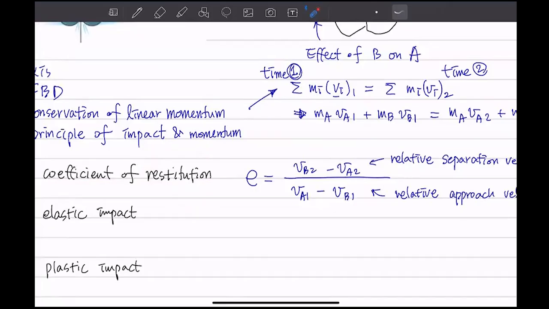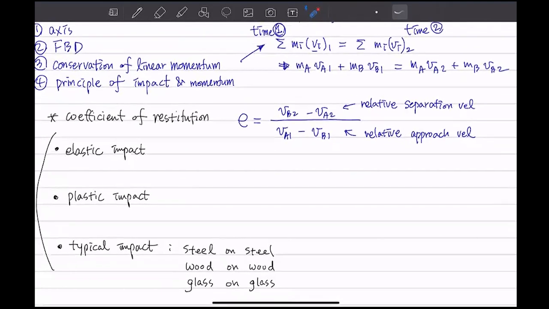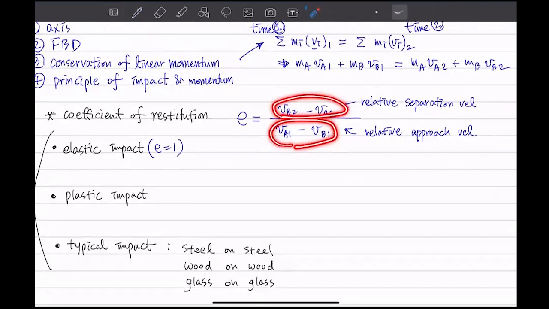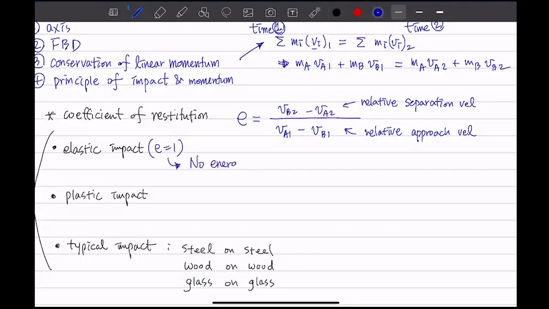And we can very easily think, if e is 1, that's a perfect restitution, right? The speed they're approaching each other and the speed they're separating are the same. So there's no energy loss or anything like that, and it's called an elastic impact. In this case, no energy is lost.